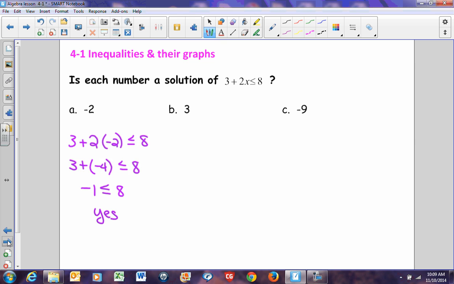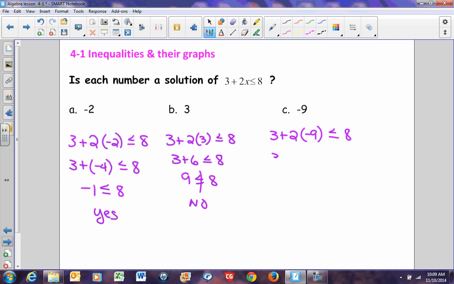If we plug in 3, we have 3 plus 2 times 3 is less than or equal to 8. So 3 plus 6 less than or equal to 8. 9 is not less than or equal to 8. So no, that is not a solution to the inequality. If we put in -9, 3 plus 2 times -9, is that less than or equal to 8? 3 plus -18, is that less than or equal to 8? Well, -15 is definitely less than or equal to 8. So yes, -9 is a solution to the inequality. All you have to do is plug your numbers in, work through the math, to see if it makes a true statement or not.